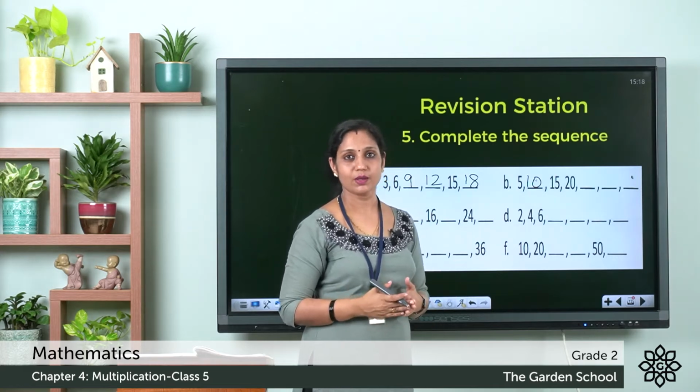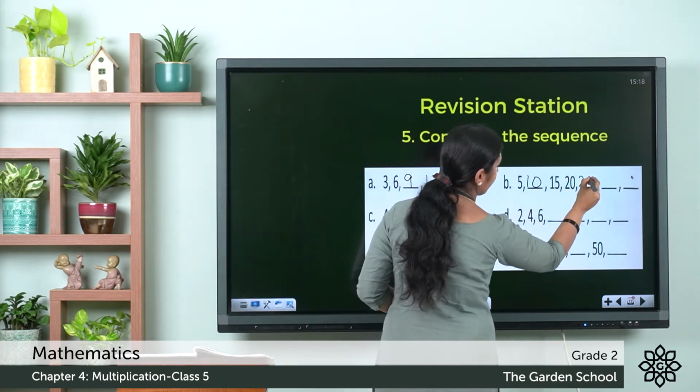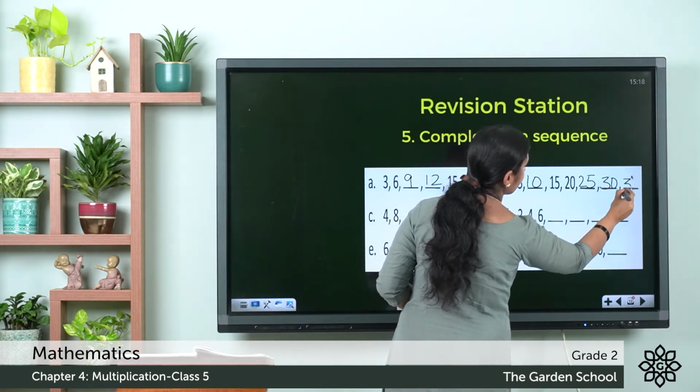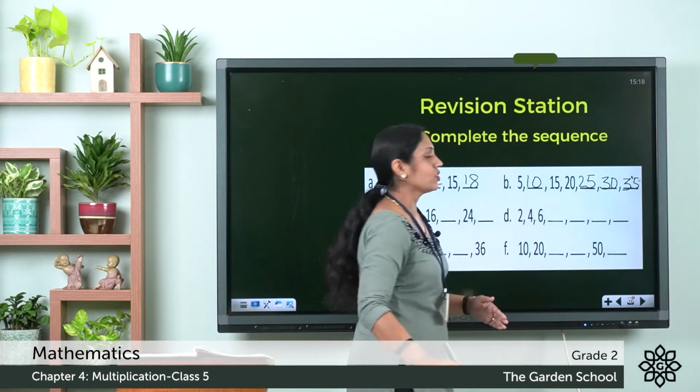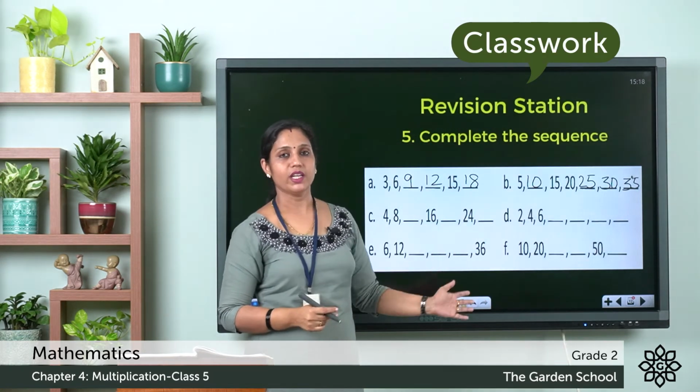So what will be the next number? 5 fives are 25. So write here 25. 5 sixes are 30, 5 sevens are 35. So similarly, you can complete this exercise. Try to find out the tables and you can complete the sequence.